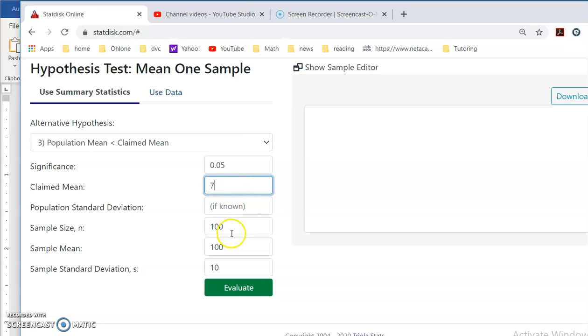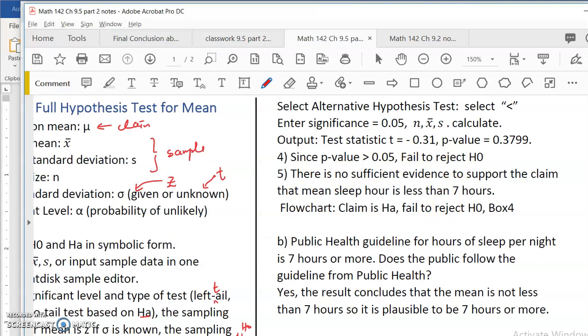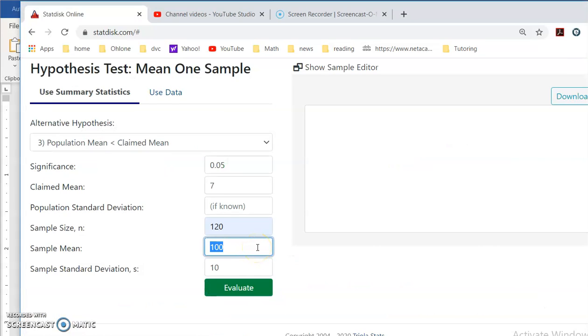We don't have sigma. Our sample size is 12, really small. Our mean is 6.82, and our standard deviation is 1.99. These three are from the sample, and then we are ready to evaluate. Double check the alternative is right. That's the most important thing.